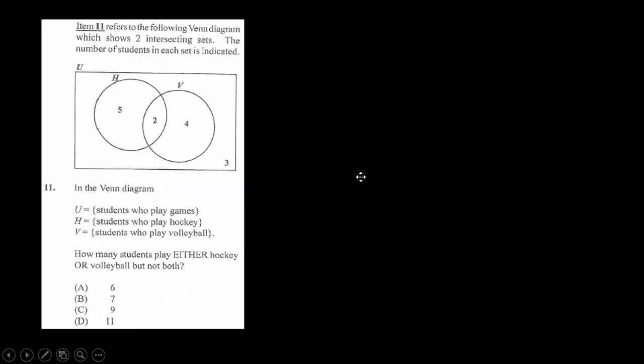Now, the set question. Item 11 refers to the following Venn diagram, which shows intersecting sets. The number of students in each set is indicated. So it says in the Venn diagram, U equals the set of students who play games. H equals the set of students who play hockey. V equals the set of students who play volleyball. How many students play either hockey or volleyball, but not both?